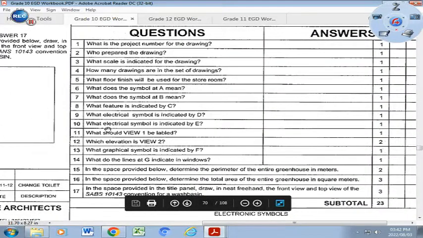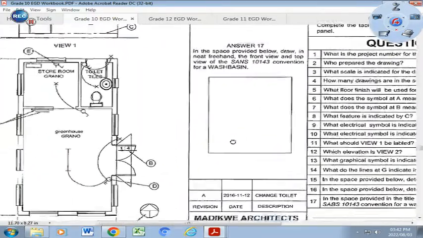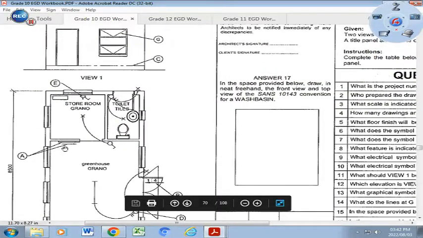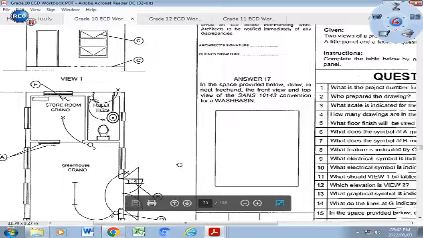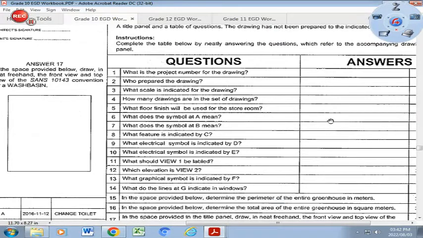Number 6, what does the symbol at A mean? And at the same time, we'll look at the symbol at B. So A and B, if we go here, you will find that A refers to that sliding door over there that closes up the storeroom. And the arrow also indicates the direction of closing at this point. So that is what we're going to fill in there. So that is going to be a sliding door at A and the direction of closing. That means how the door closes, the direction in which the door will close.